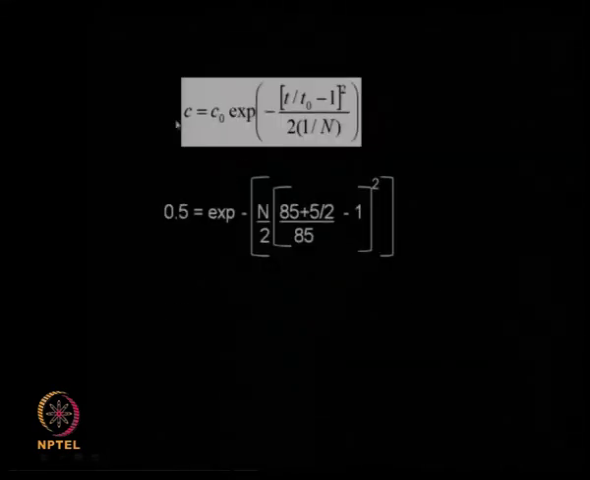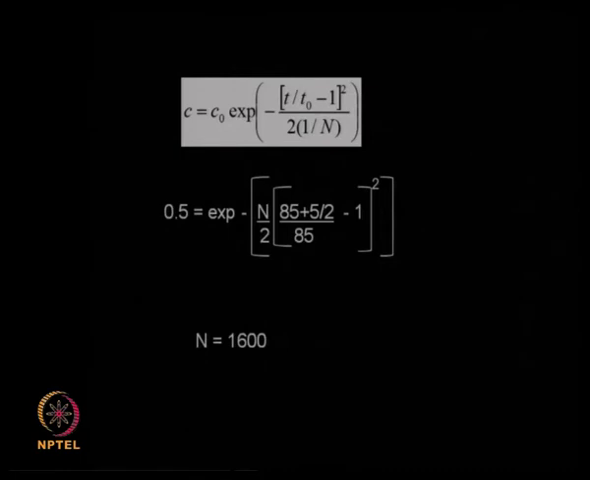So T is equal to 85 plus 5 by 2 as I said, your C by C naught is 0.5, so everything is known except your number of stages. So we can calculate from this relationship that the number of stages comes out to be 1600.